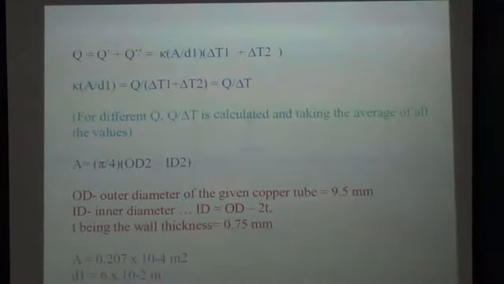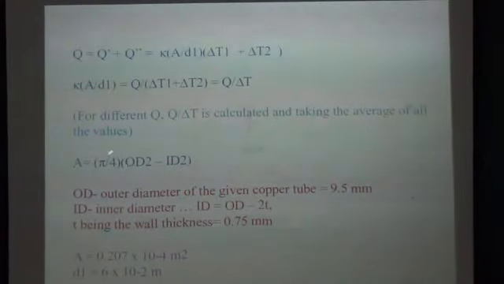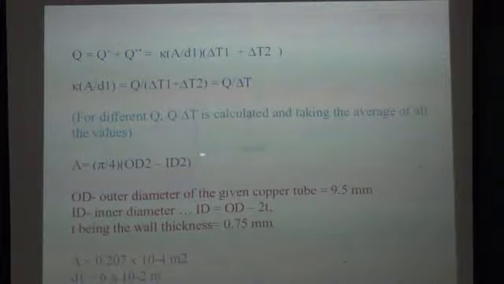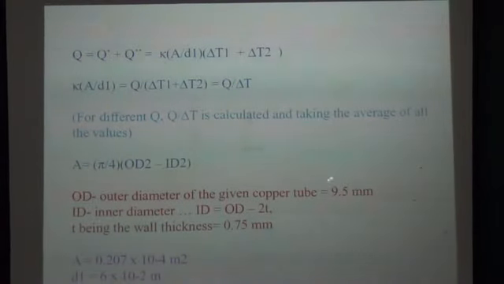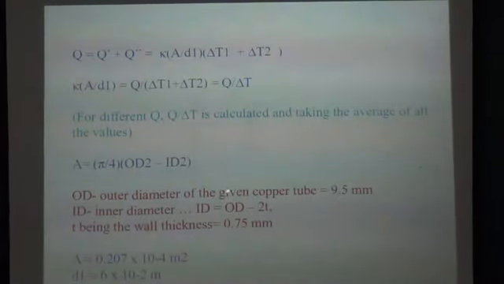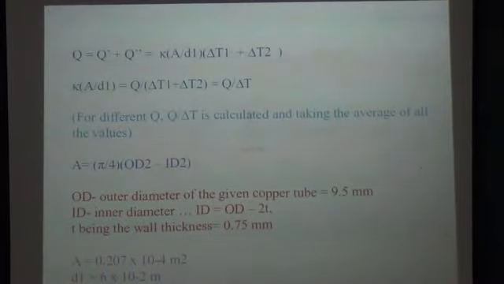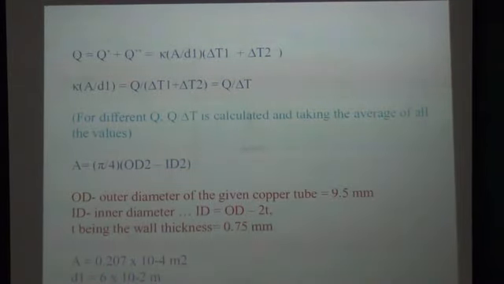Pi r square outer minus pi r square inner. Okay, so here it is written in terms of a diameter, that is why you see a factor of 4 here. So pi by 4 outer diameter square minus inner diameter square. The outer diameter of a rod is given, so inner diameter can be calculated by subtracting twice the thickness from the outer diameter. This is the wall thickness, so we can find out the area.